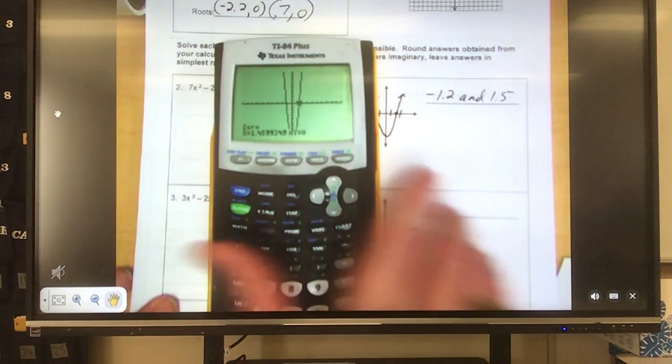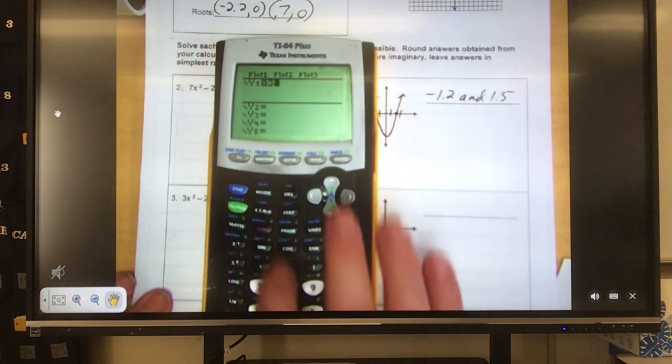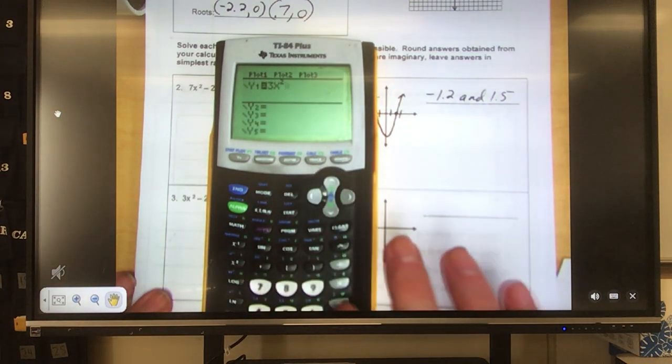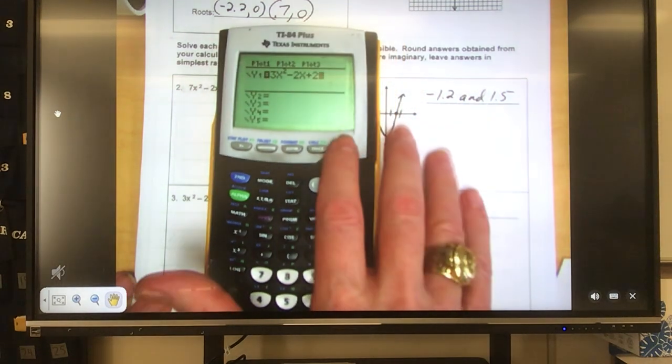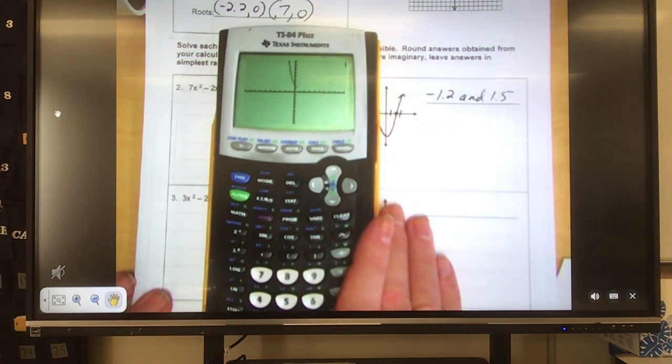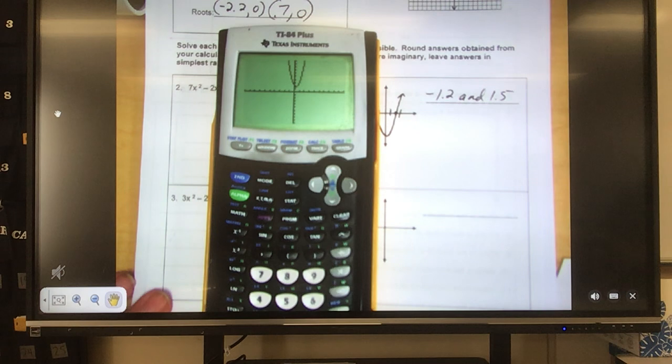Next one. We plug it into y equals in our calculator, and hope and pray and cross our fingers. So we have 3x squared minus 2x plus 2. Graph it. Please, please. Snakes in the grass. It does not have zeros, so that means it's going to be what kind of numbers? Starts with an I.